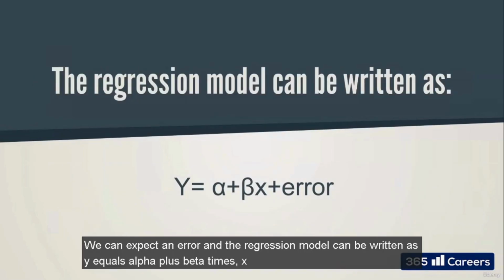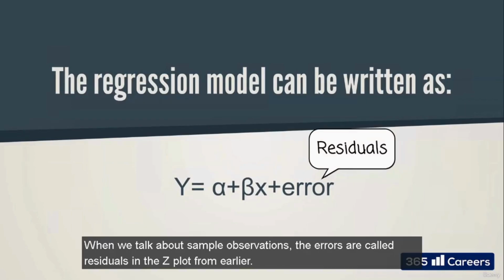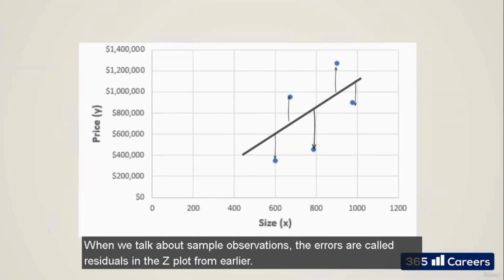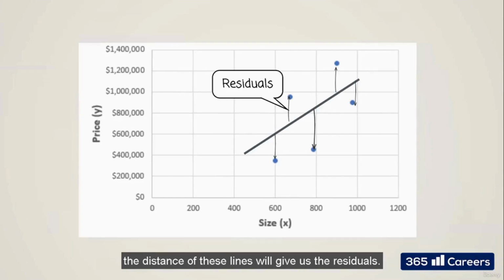We can expect an error, and the regression model can be written as y equals alpha plus beta times x plus error. When we talk about sample observations, the errors are called residuals. In the XY plot from earlier, we can draw straight lines connecting the best fitting regression line and the actual data points. And the distance of these lines will give us the residuals.